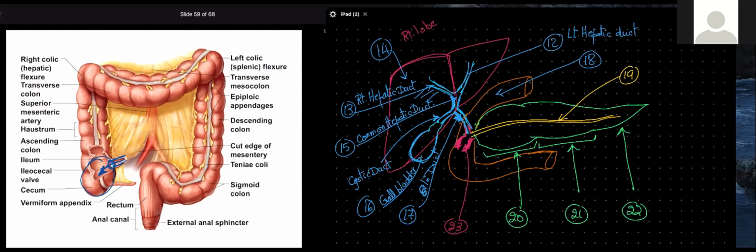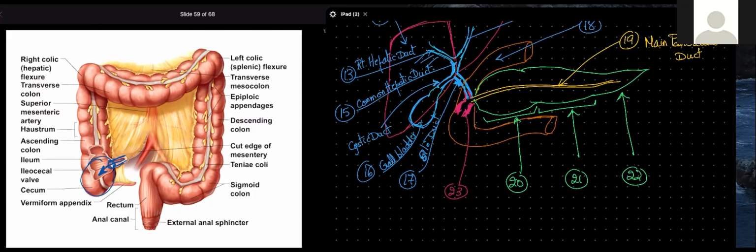Bile duct or common bile duct on here is going to be meeting with a duct coming from the pancreas, collecting the pancreatic juice from the pancreatic cells. We call this the main pancreatic duct. Remember, the main pancreatic duct along with the bile duct will form a bulging duct. We call this the ampulla.